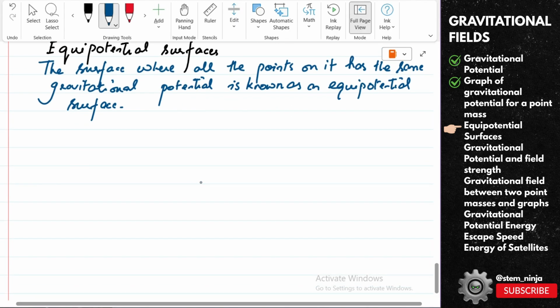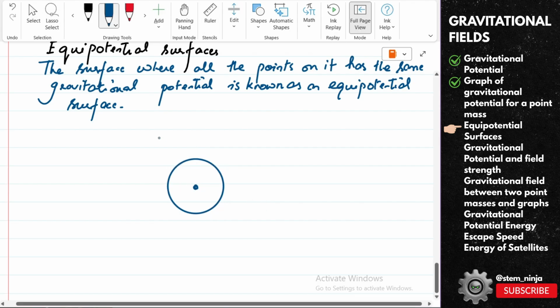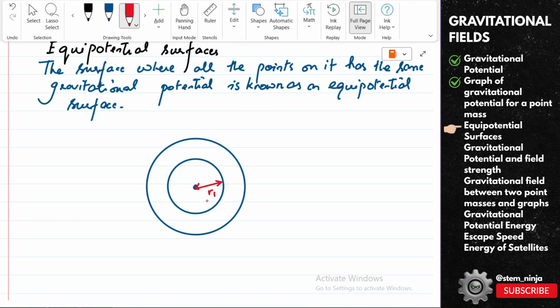Alright, so how does it look like? So for example, you have a point mass as before. So equipotential surface would be, that means that you have a point at equal distances from the center of the mass. So for example, these lines represent equal distances away from the mass. So for example, this is R1. This entire circle represents, or in fact sphere would represent, an equipotential surface where the potential is the same. So if an object wants to move from over here to over here, there is no work done required for that.